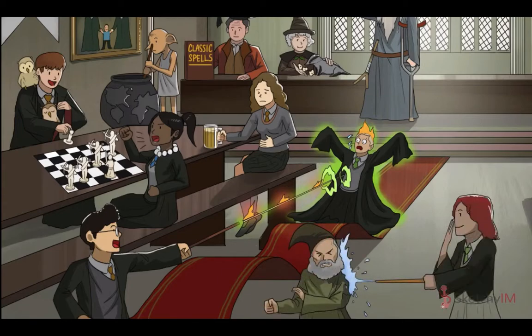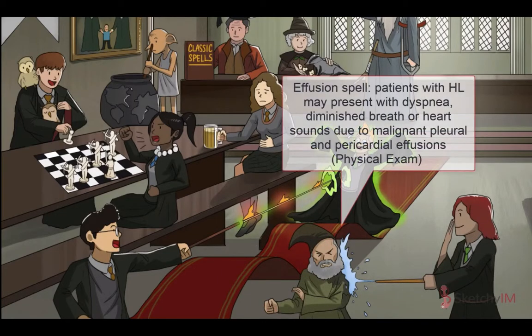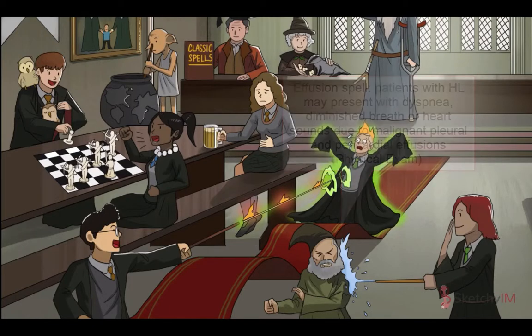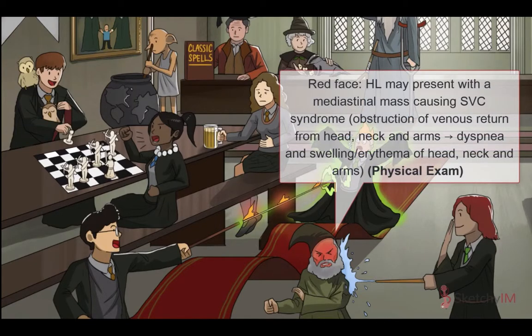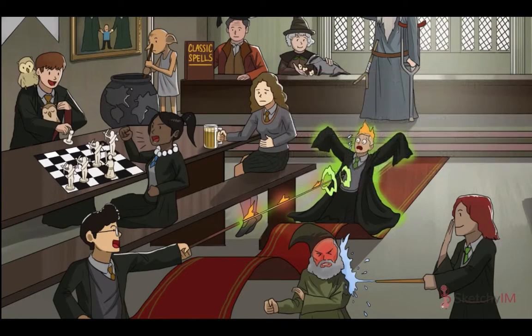Rarely, patients with more advanced mediastinal disease may present with dyspnea, as well as diminished breath or heart sounds, which could be due to malignant pleural or pericardial effusions. A bulky mediastinal mass may also cause superior vena cava syndrome. In this syndrome, the mass lesion blocks venous return, causing dyspnea, as well as swelling and erythema of the head, neck, and arms. Again, this is a rare finding.